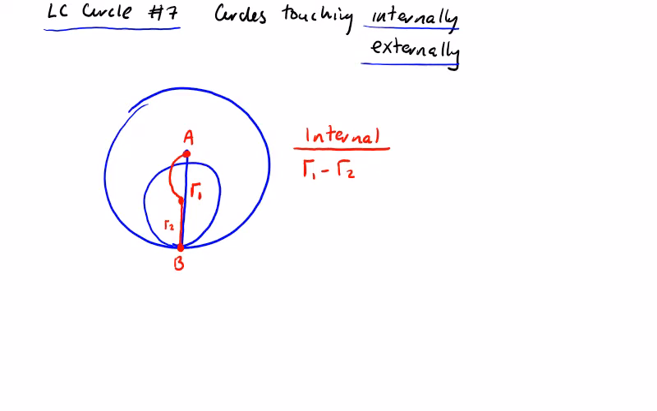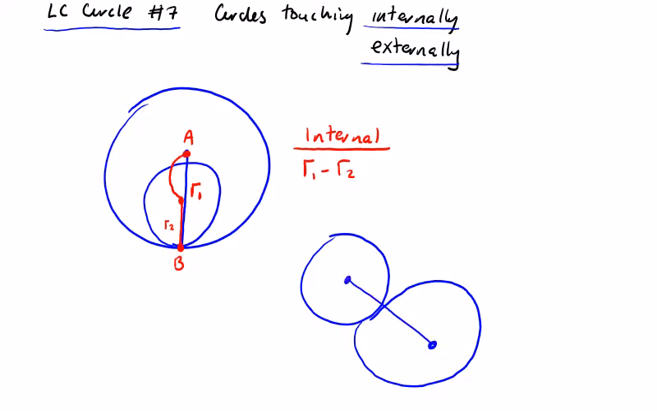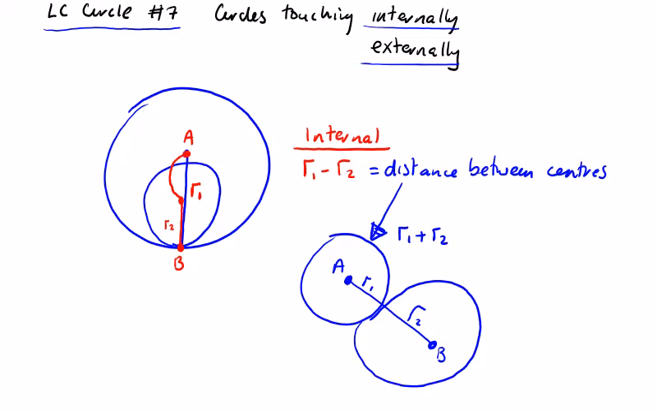And if they touch externally, you can say that the distance between their centers, R1 for the small one and R2 for the big one, is equal to the distance between their centers. In this case, the distance between the centers, you can see here, is going to be R1 plus R2. And the centers will always be in line in these questions.